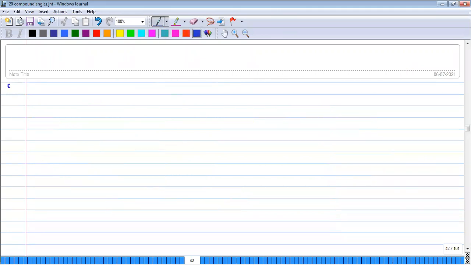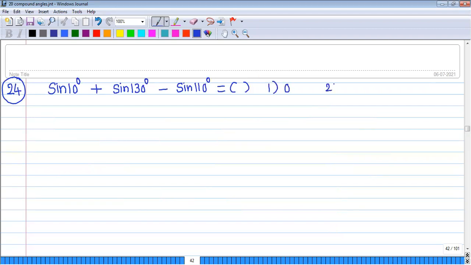24th question. Sine 10 degrees plus sine 130 degrees minus sine 110 degrees equals to. First option 0, second option -1, third option is 1, fourth option is 1 upon 2.